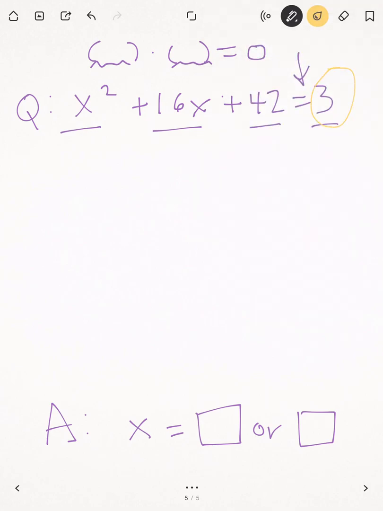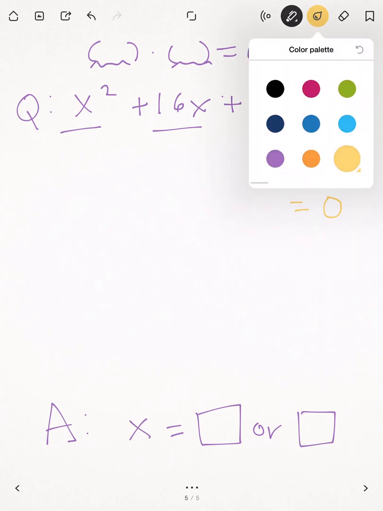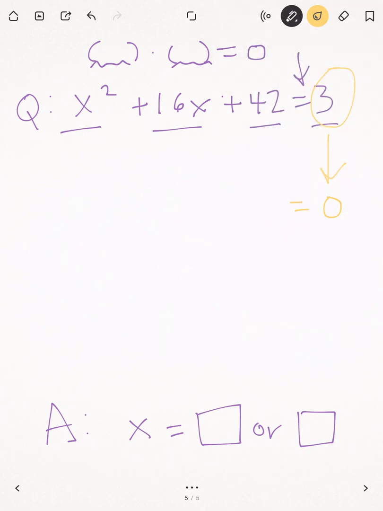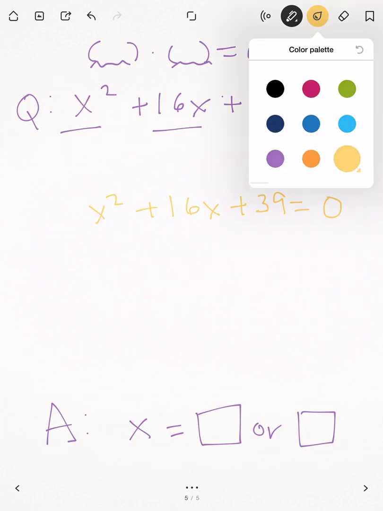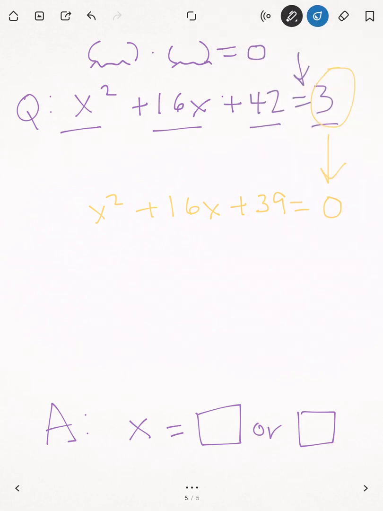This is the problem. We're not going to even start factoring until we get 0 alone on one side. All right, so let's subtract 3 from both sides, and we get x squared plus 16x, 42, 41, 40, yikes, 39. These are weird numbers. If you look at that and say, what am I going to do? Whew, take a breath and say, I know how to factor.